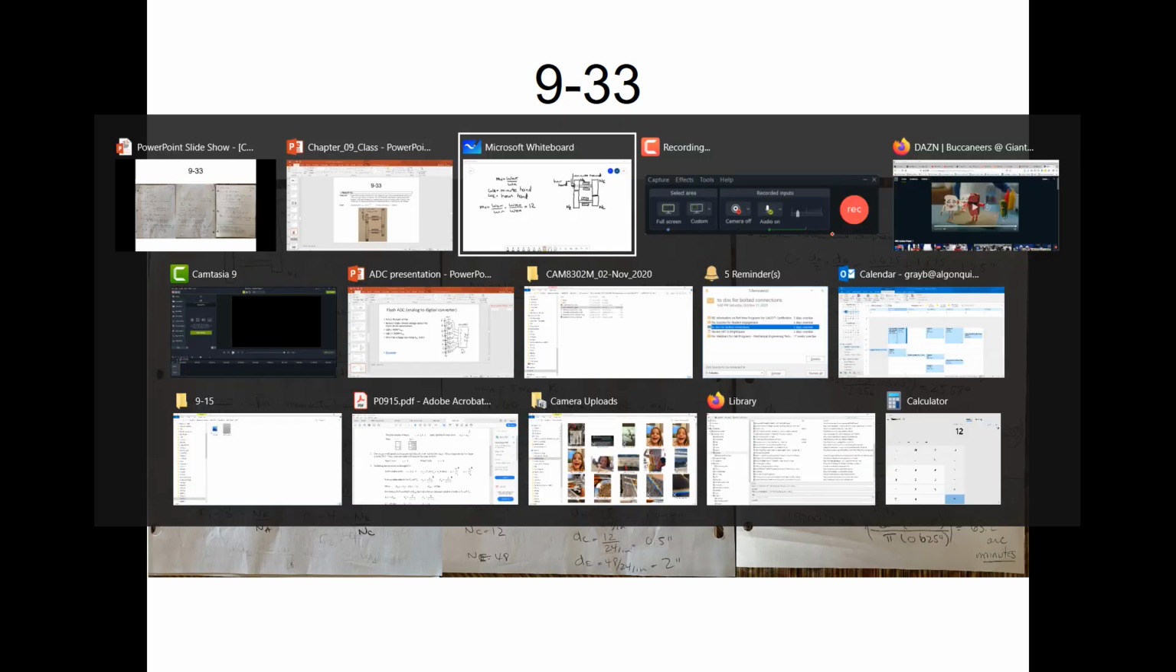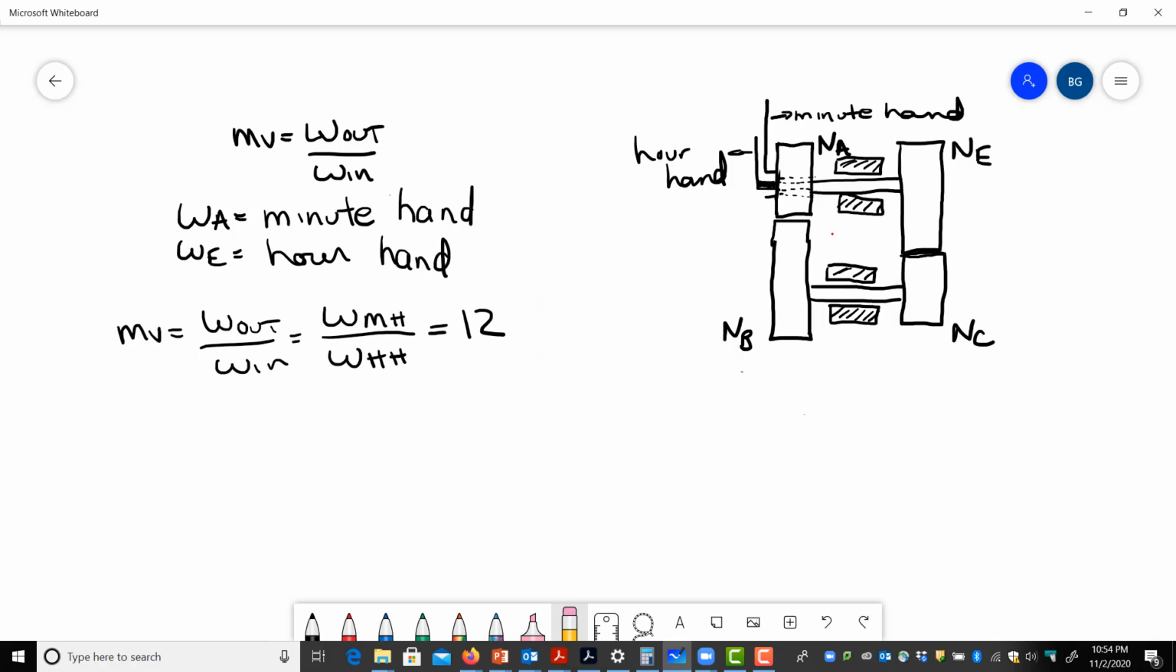So, going over to our whiteboard here, I've set the problem up. Just a quick sketch over here. And again, NE, NC, NB, NA, hour hand, minute hand. Think about it, MV is always equal to omega out over omega in. In this case, the omega in is the hour hand, the omega out is the minute hand. I've just written here omega A equals minute hand, omega E equals hour hand. So MV equals omega out over omega in, omega minute hand over omega hour hand equals 12.